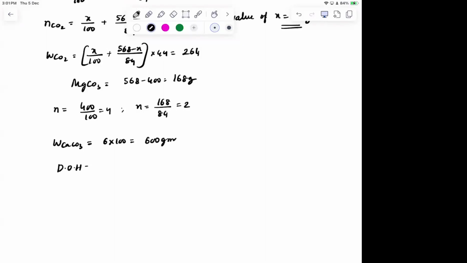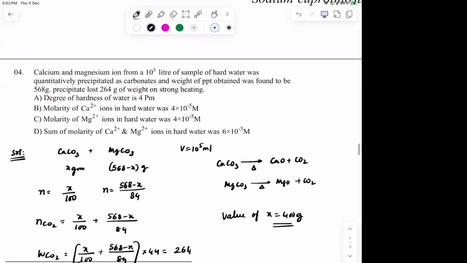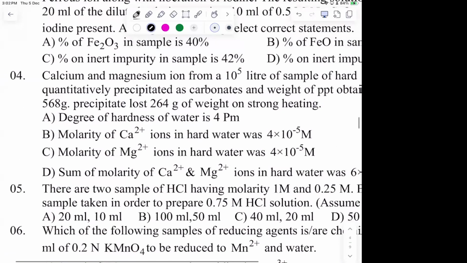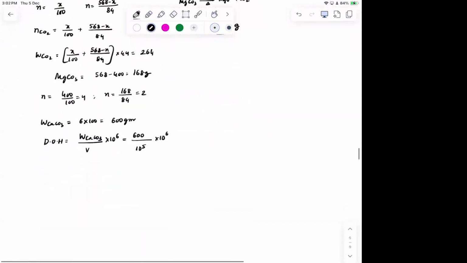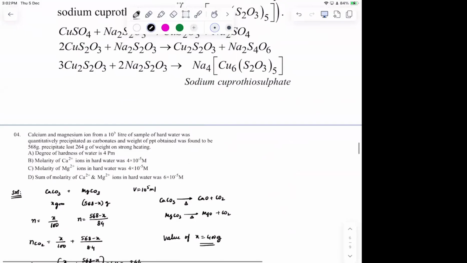Degree of hardness is weight of calcium carbonate by the total weight or volume into 10 raised to power of 6. So that is 600 divided by 10 raised to power of 5 into 10 raised to power of 6, because the volume given is 10 raised to power of 5. So that means this will get cancelled. So it is 6000 ppm. So the answer should have been 6000 ppm. Clear? So is it given the same?